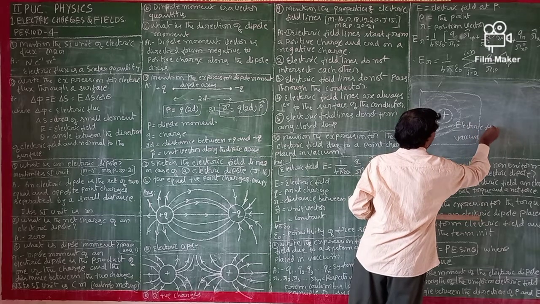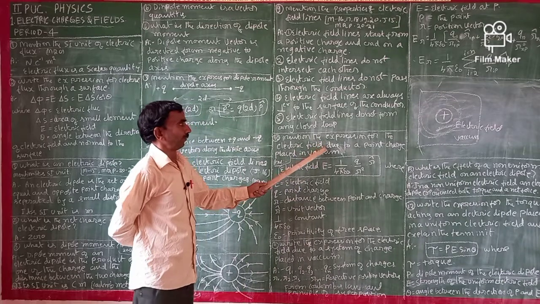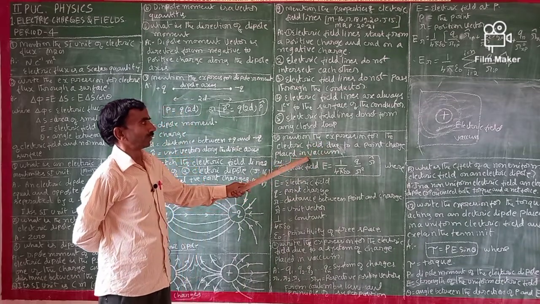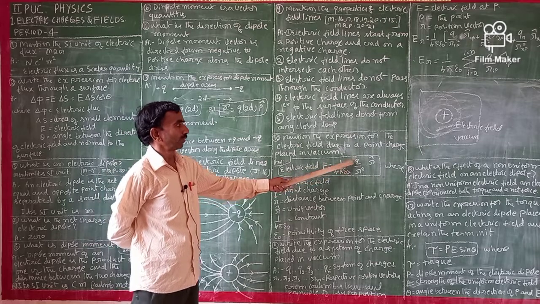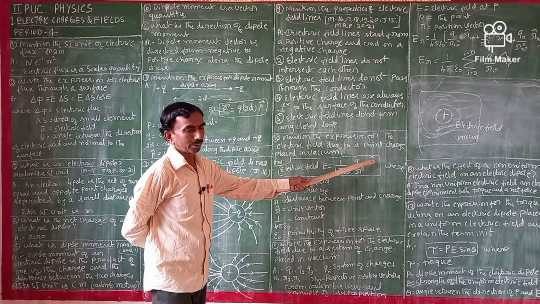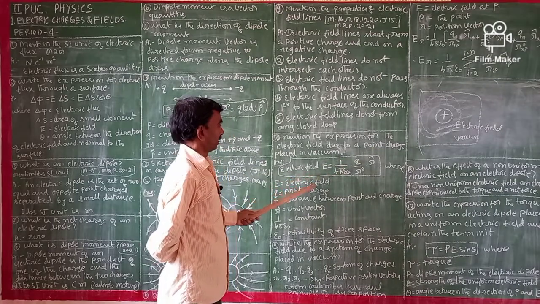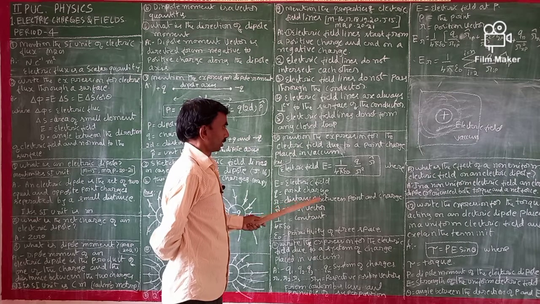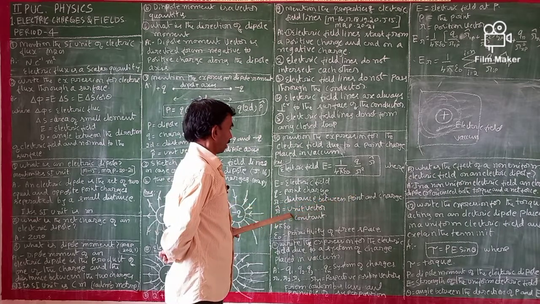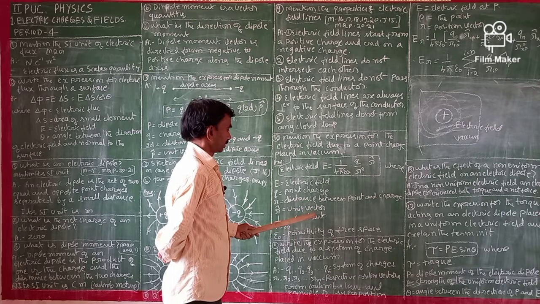Mention the expression for the electric field due to a point charge placed in vacuum. So this is electric field E is equal to 1 by 4 pi epsilon naught into Q by R square into R cap. R cap is a unit vector. So E means electric field, Q is equal to point charge, R is equal to distance between point and charge, R cap is equal to unit vector, 1 by 4 pi epsilon naught is equal to constant.